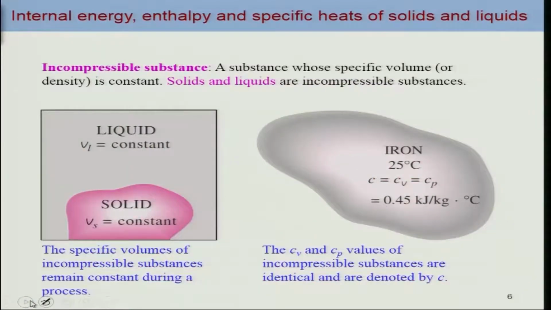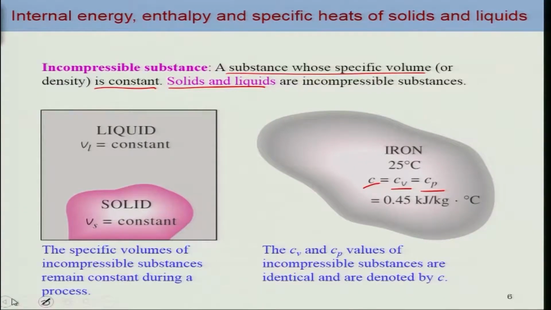Now, let us pay attention to a different system. Here we are going to consider substances which are incompressible, which means a substance whose specific volume is constant, and examples are solids and liquids. For such systems one can show mathematically that specific heats are constant, which essentially means Cv is the same as Cp. We are just going to denote it by C for the case of solids and liquids.